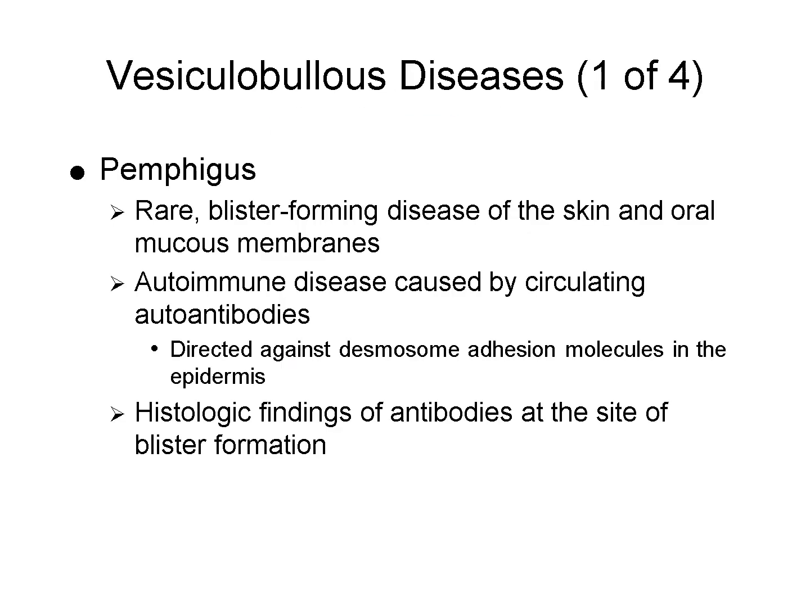Pemphigus is a rare autoimmune blistering disease affecting the skin and mucous membranes. It's caused by antibodies that attack desmosomal proteins, which help skin cells stick together. This leads to flaccid blisters and skin erosion. Diagnosis involves biopsy and immunofluorescence studies.